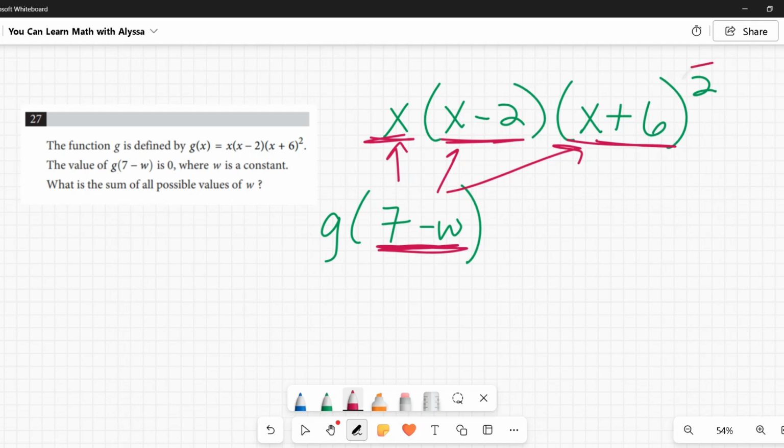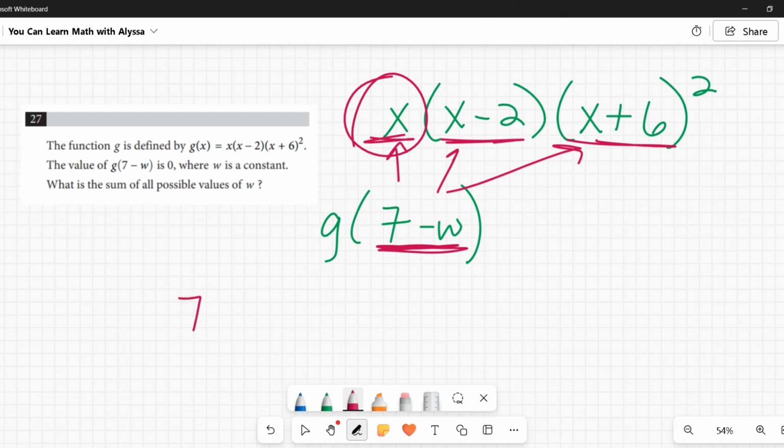And the x plus 6 squared, don't really worry about the squared, because think of it as just being another x plus 6. So it doesn't matter which of those x plus 6s the 7 minus w would be in. You only have to look at one of them. Okay, so let's take each of these scenarios. What if it's the x? Putting 7 minus w in for x, that makes everything be 0. Well, then that must equal 0.